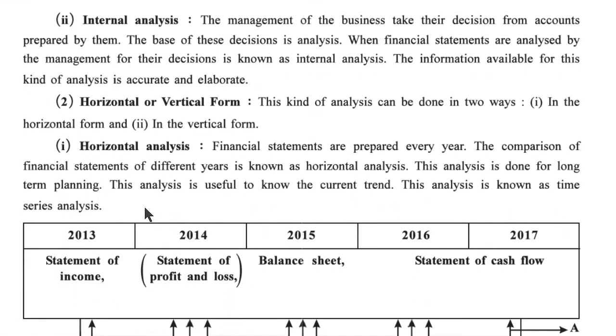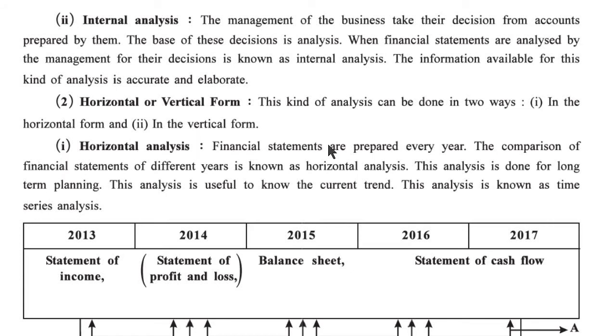In internal analysis, the management of the business takes decisions from accounts prepared by them. The base of this decision is analysis. When financial statements are analyzed by the management for their decisions, it is known as internal analysis. The information available for this kind of analysis is accurate and elaborate. This kind of analysis can be done in two ways, in the horizontal form and in the vertical form.